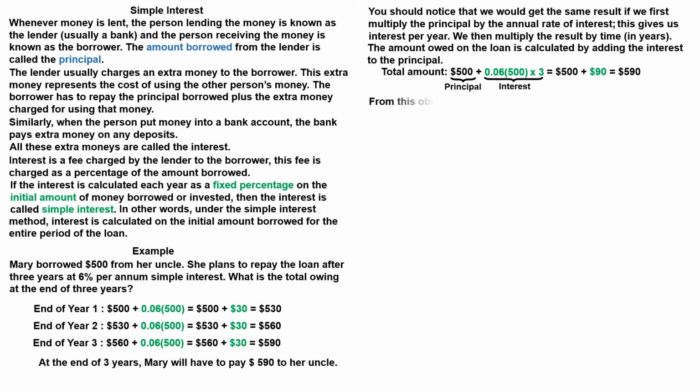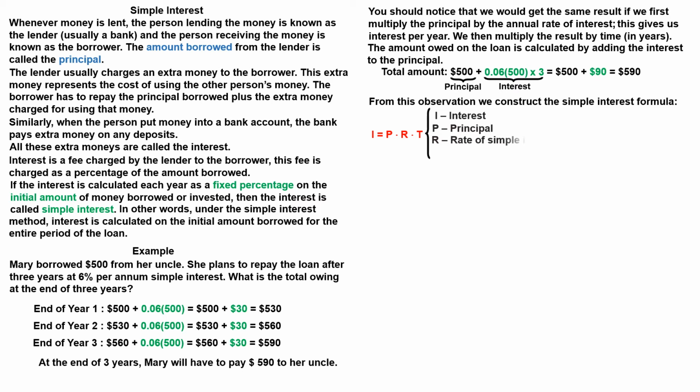From this observation, we construct the simple interest formula. I means interest. P means principal. R means rate of simple interest. T means time, usually in years. The amount owed on the loan is calculated by adding the interest to the principal.